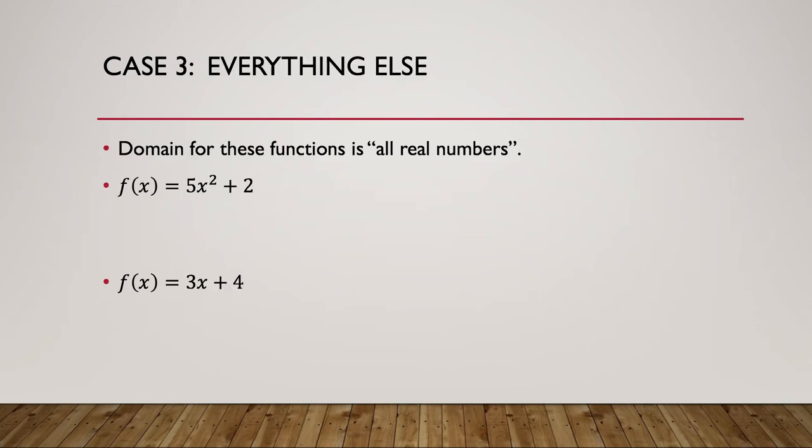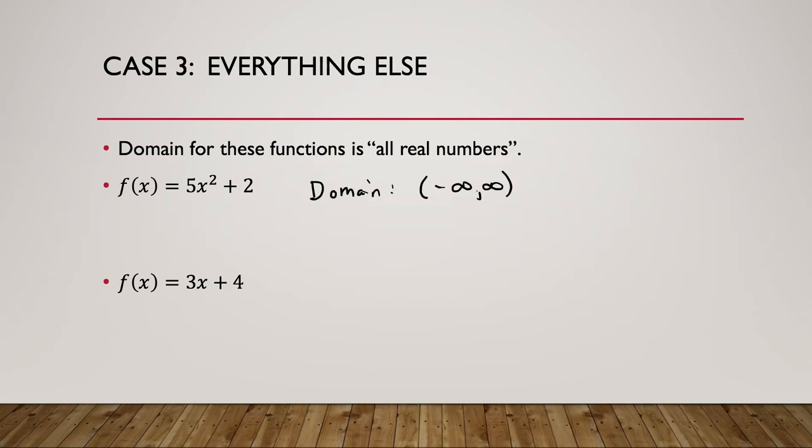And then case 3. Case 3 is everything else, and by everything else I mean problems that do not have a radical and do not have a fraction. Domain for these functions is always going to be all real numbers. So if you look at 5x squared plus 2, you say to yourself there's no fraction, there is no square root, so the domain is all real numbers, and you can write that like this, negative infinity to positive infinity, or you can simply say all real numbers.